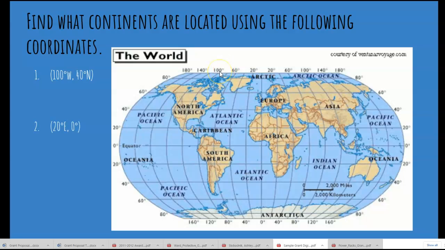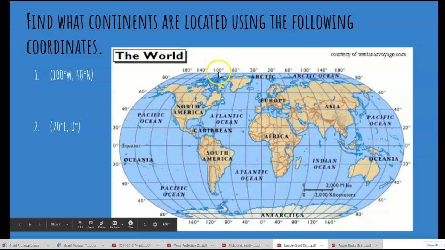So here's my 100 degrees west. And I'm going to kind of come down. And I know that this first one is 80. This next line is 60. And then this one is 40. But is that north? Well, here's the equator. Everything above is north. Everything below is south. So this is 40 degrees north.